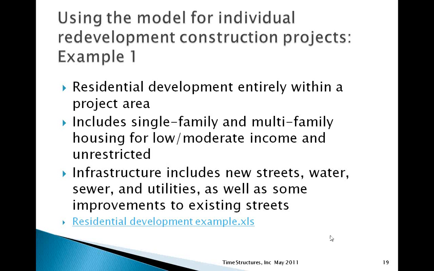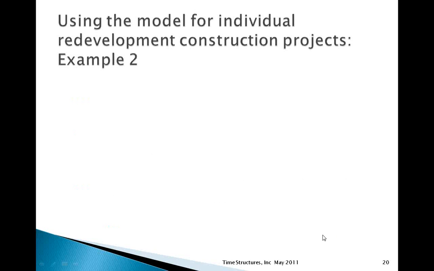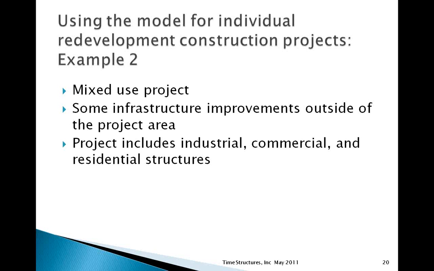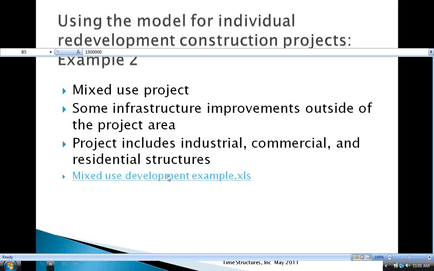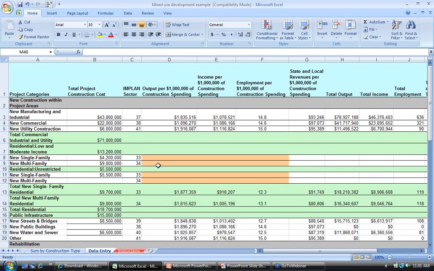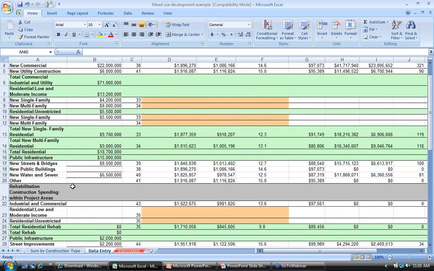Okay, so another example, and this is sort of a mixed use that involves some infrastructure improvements outside the project area, some industrial, commercial, and residential structures. Again, just to illustrate, you'll notice there's entries for manufacturing, industrial, new commercial, utilities, and again, all these shaded cells are just summing things up for calculating impacts.